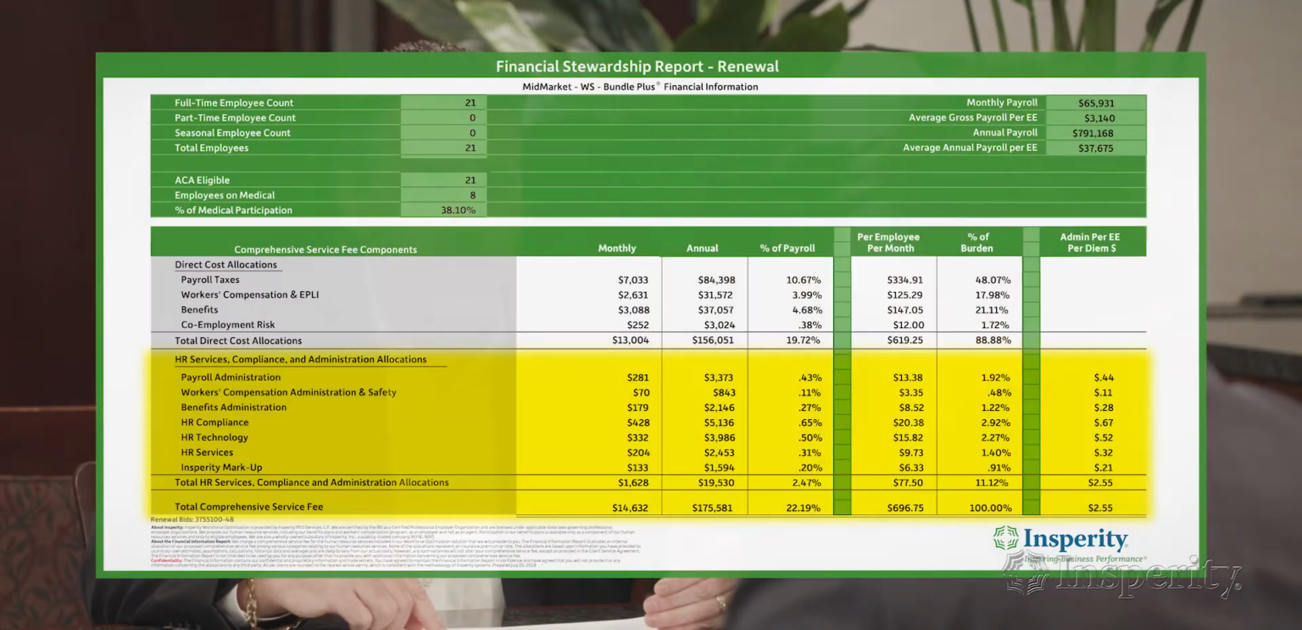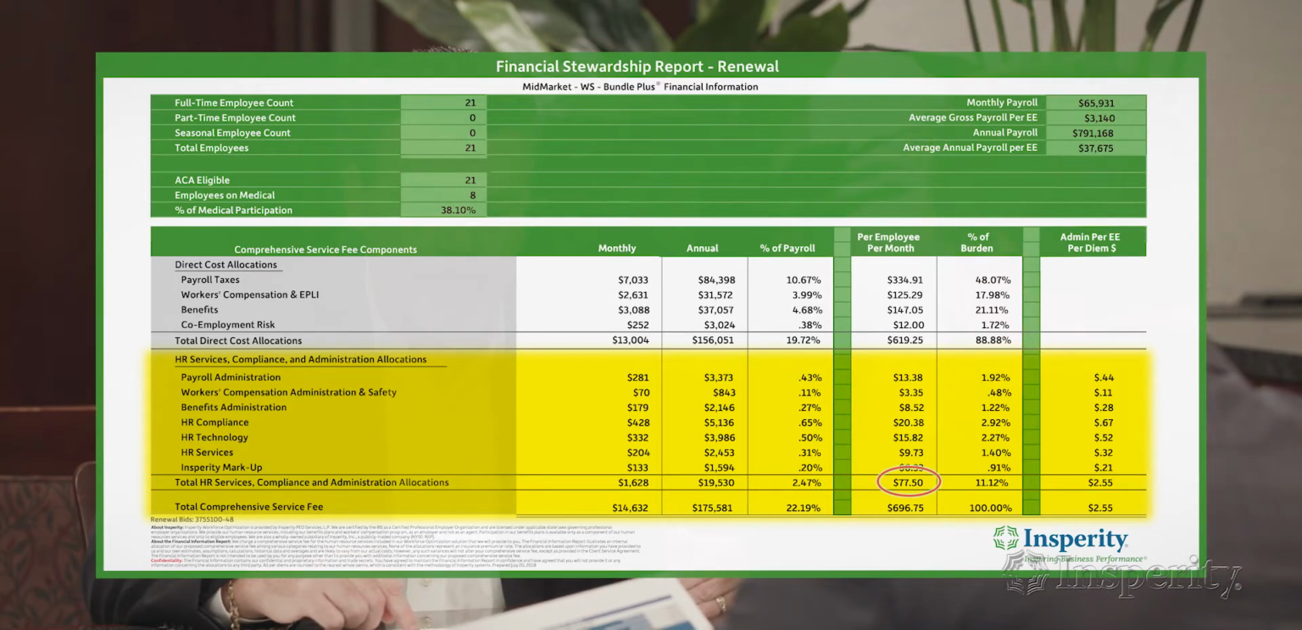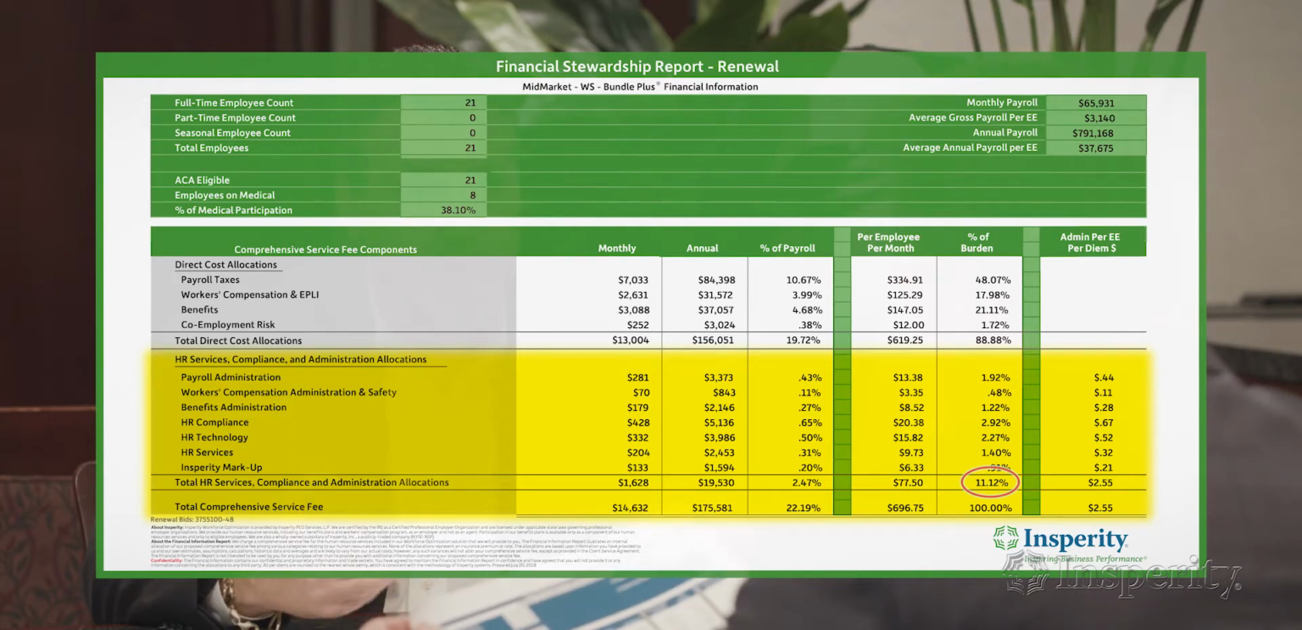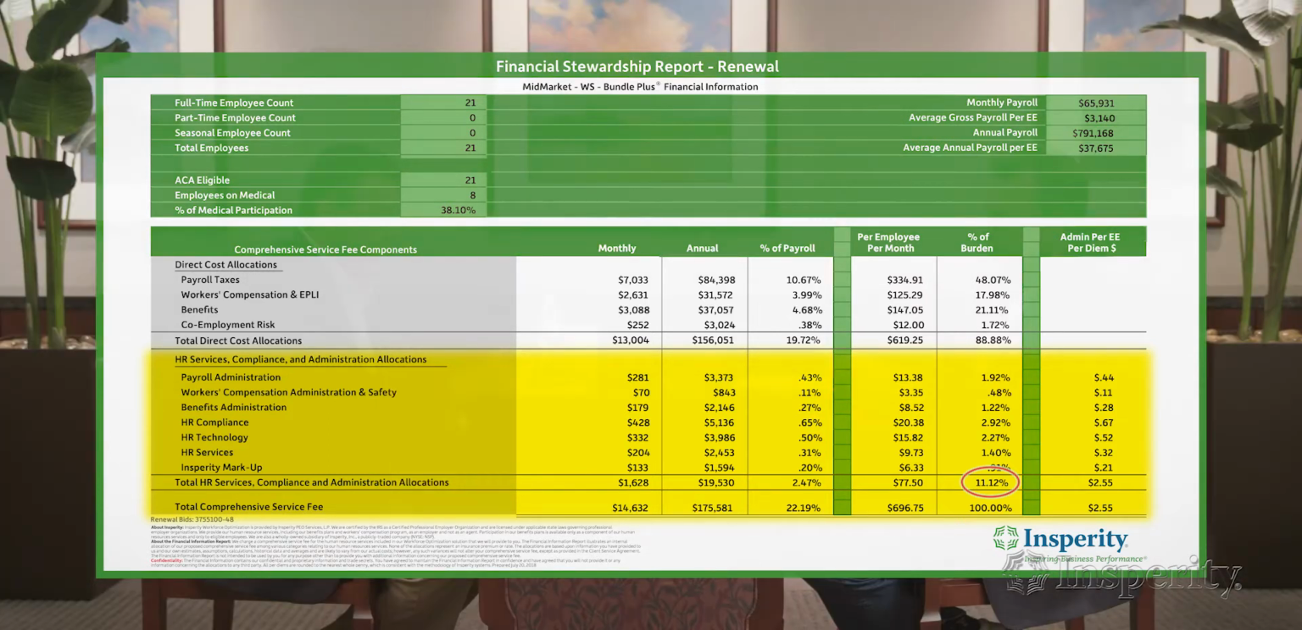So again, we start off with an admin number of $77.50. And if you go to the right of that, you'll see that that's about 11%, or 11 cents on the dollar of everything you pay, being tied back to cover the cost of the administration portion of our comprehensive service fee. And if you go a little bit to the right of that, you'll see a number of $2.55. So $2.55 is actually the per diem, or the per day charge, that we have estimated on your account. So we charge on a per day basis, and this is also unique in our industry.